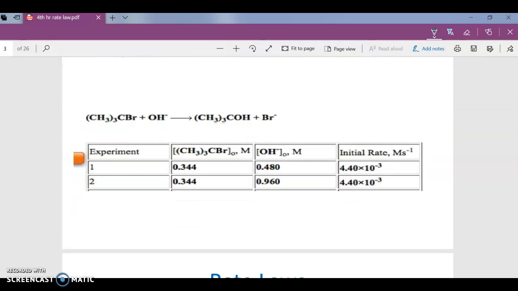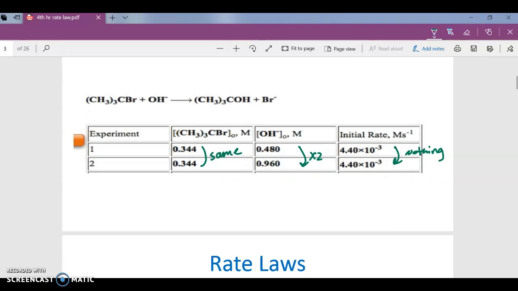Like, take a look at this one. These ones are the same. This one, I doubled it, but the rate of the reaction did nothing. In other words, the rate of the reaction isn't dependent on my OH at all. It doesn't have anything really to do with it, it seems like. This seems kind of weird, right? We've got to get a little further into this part.